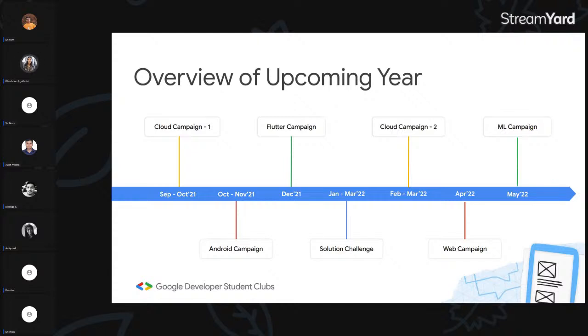And if at all, by any chance, you miss our Cloud Campaign 1, you can participate in a Cloud Campaign 2 from February to March. And GDSEs are introducing two new campaigns this year, Web Campaign and ML Campaign. So stay tuned for our upcoming events and do not miss out on any opportunities.